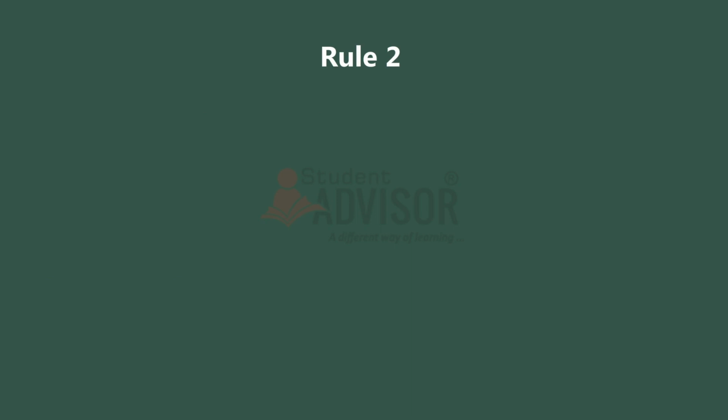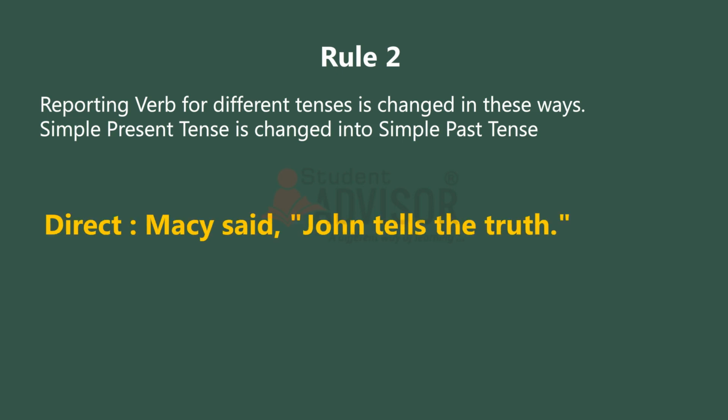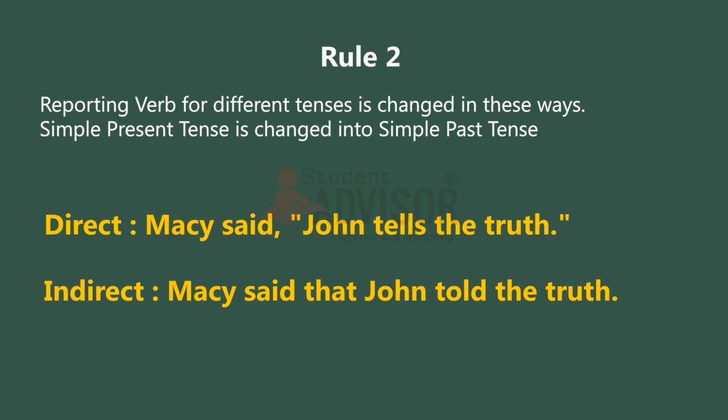Rule 2. Reporting verb for different tenses is changed in these ways. Simple present tense is changed into simple past tense. Like, direct. Macy said, John tells the truth. Indirect. Macy said that John told the truth.